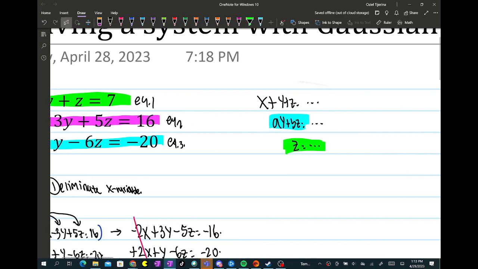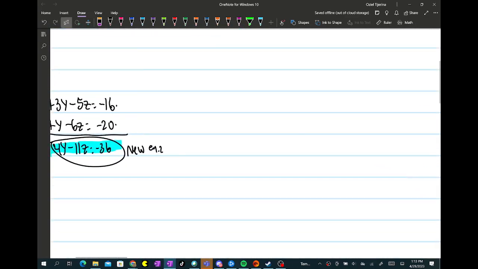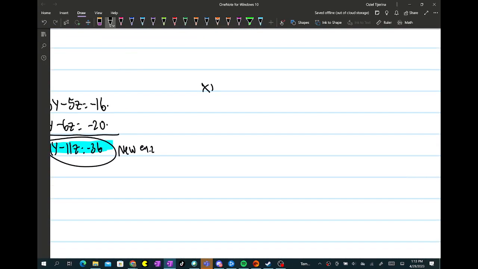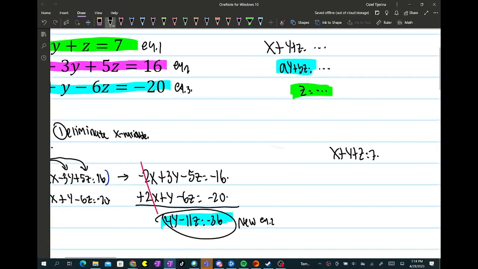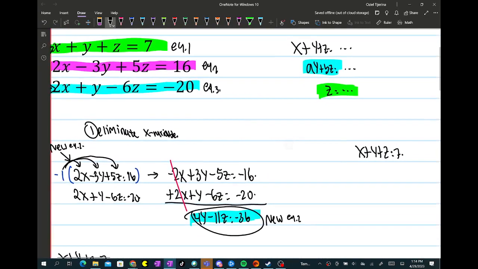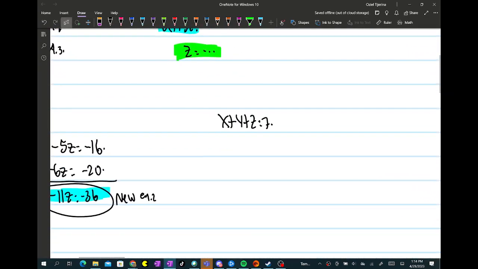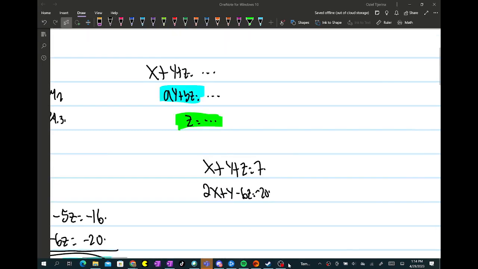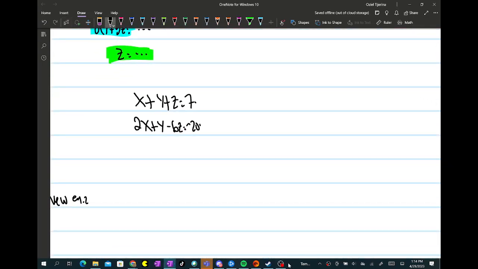And now what I have is the following. Hold on. So I'm gonna do x plus y plus z equals 7. And I'm gonna do 2x plus y minus 6z equals negative 20. And now, let me rewrite that really quick. Okay, so I'm going to eliminate, again, my x variable. And again, I do believe this is how you do it.